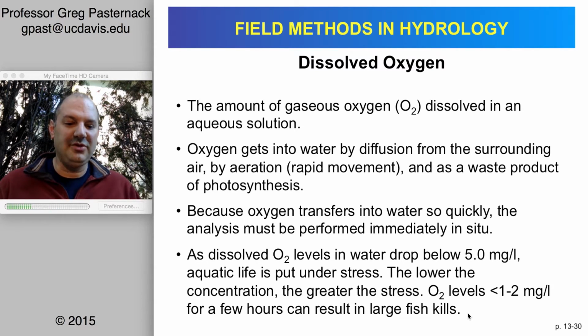And just for some reference values, when it drops below 5 milligrams per liter, it's putting aquatic life under stress. And when you get to levels of 1 to 2 milligrams per liter, that can cause large fish kills.